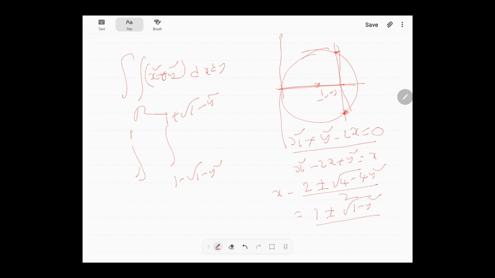And this x is varying from here to here. What is the value of x here? X is 0, this is 1, and here it is 2. What are the limits for x? X limits are 0 to 2. So these x limits are this, and y limits are this.